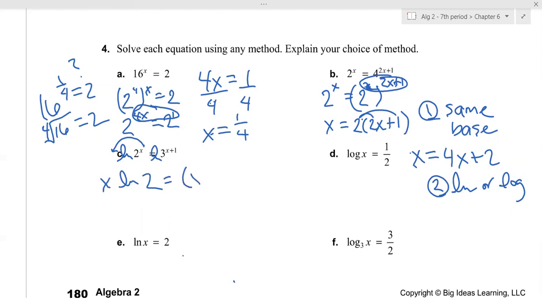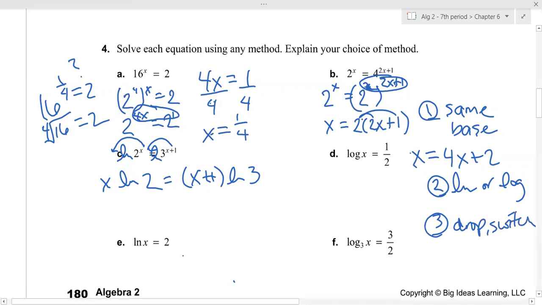And over here, this x plus 1 can now come in front of the natural log of 3. So that's just how to start that one. That's what I'm more concerned with right now. And then the last thing I'm going to be showing you today is just to do a drop switch. So basically change the form.